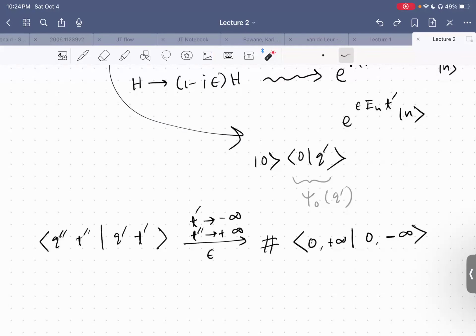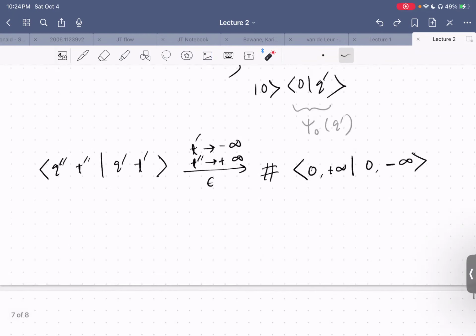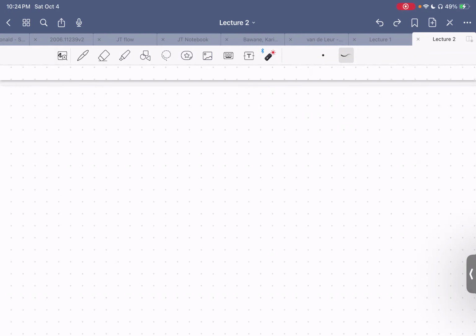Okay? All right. So now we will generalize this story to higher dimensions. But before we do that, are there any other questions?